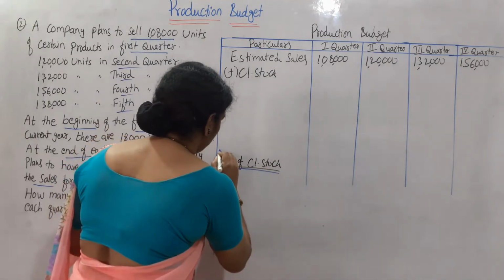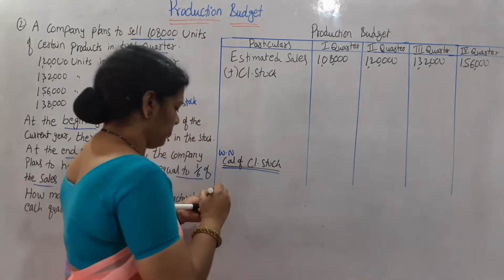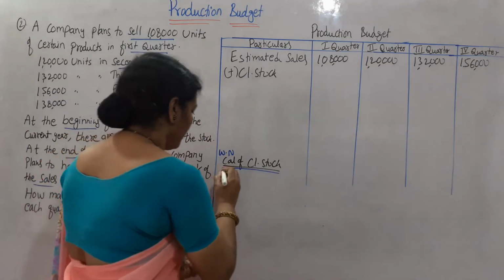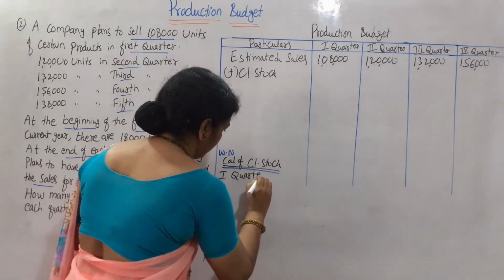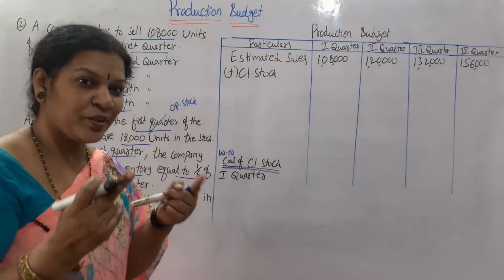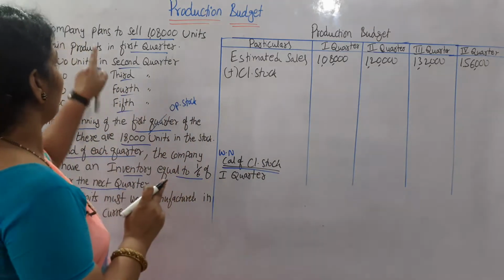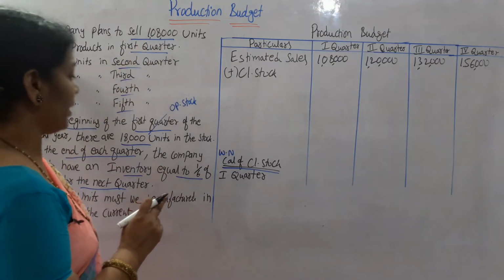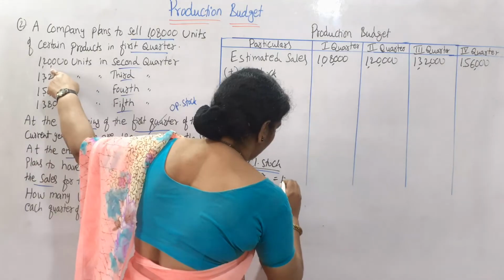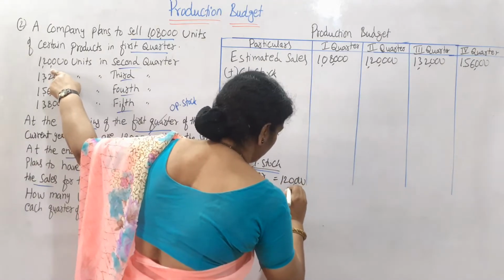Working notes you can show. First quarter: next quarter's 1/6. First quarter means this, no? So next quarter means 1,20,000. 1,20,000 into 1/6.